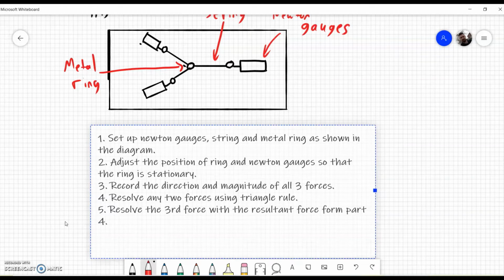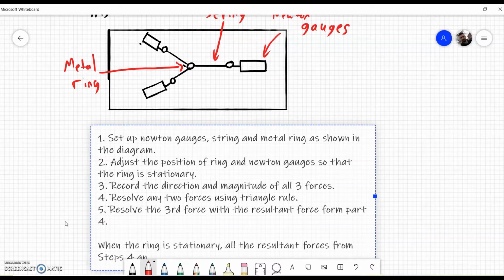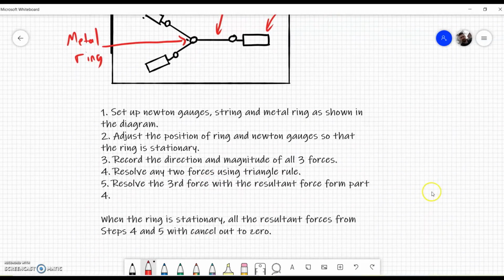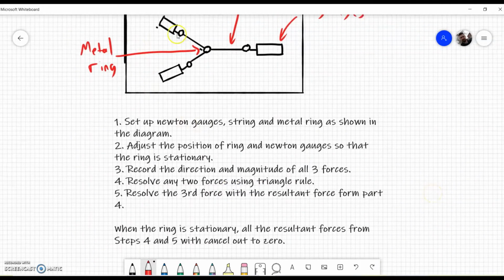And what you should observe at the end is when the ring is stationary, all the resultant forces from steps 4 and 5 will cancel out to 0. So what we've done there is, let's just say we take this force here and this force here and we find the resultant, and let's just say it's moving to the left with 5 newtons. We will also find out then there should be 5 newtons acting to the right as well.